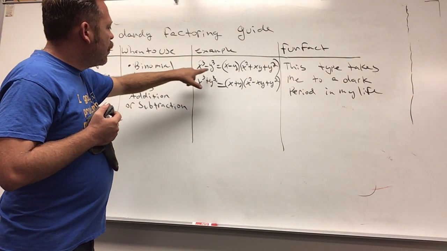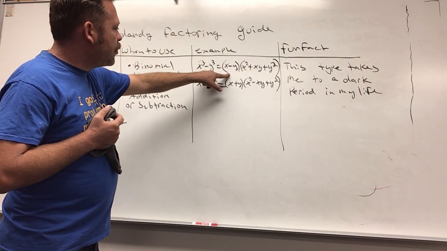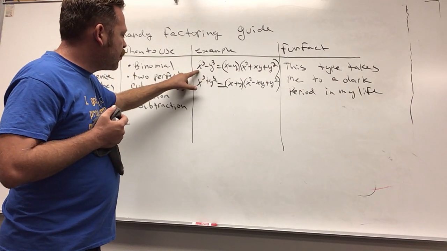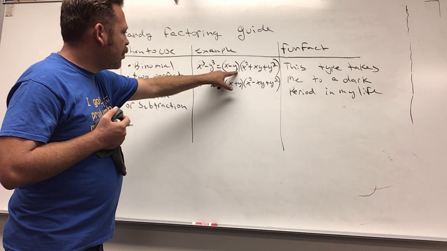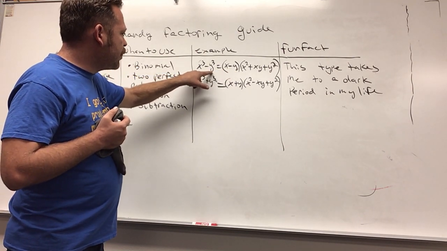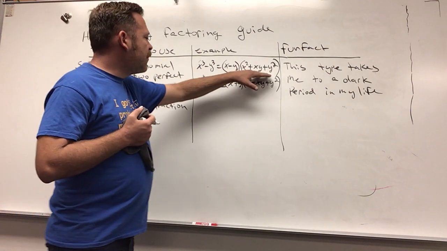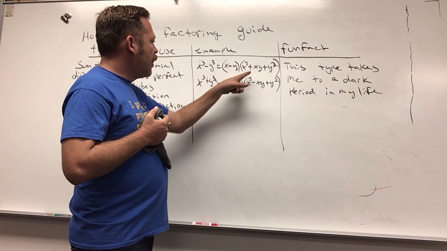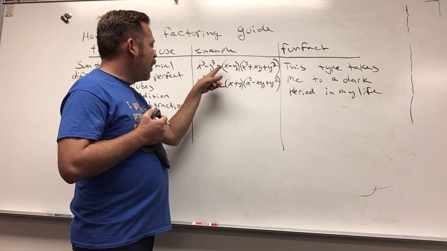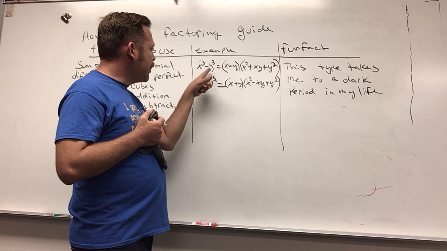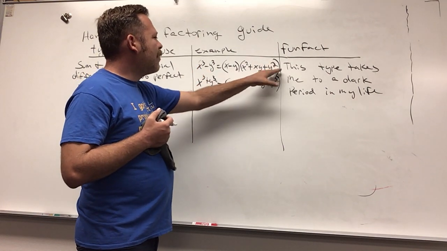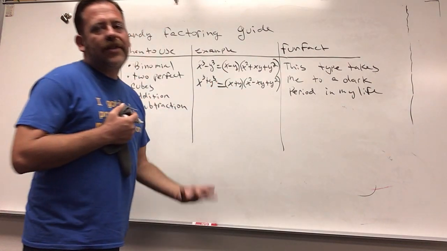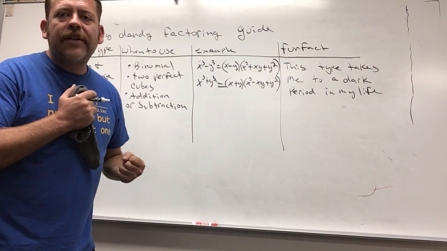So the first term of the first factor is going to be the cube root of this first term. The second term is going to be the cube root of this second term. And then the next factor, whatever this first term is, you square it. The second term is going to be the cube root of this term times the cube root of this term. And the last term is going to be this term squared. I know it seems confusing, but it's just plugging in stuff, okay?